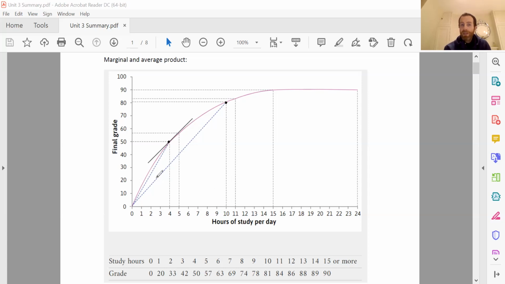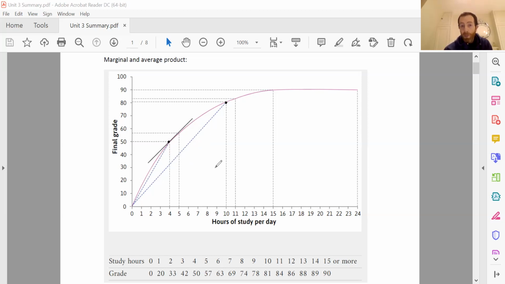What we can see here is that the shape of this curve, the fact that it's concave and then levels off, shows us that the average product is getting lower and lower as the person puts in more hours of study. These blue dashed lines show us the slope that would give us the average product, and you can see as we move to the right, those slopes are getting shallower.